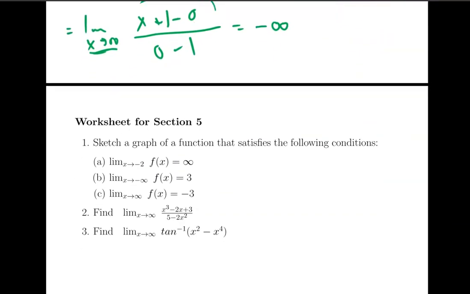So here's the worksheet. This question is a little bit different. I'm giving you the conditions and asking you to sketch a graph. So the graphs that you create may look slightly different, but they should have those properties. And then these are just two straightforward limits. And here again, I'm calling up what we talked about earlier, like you should know what that graph looks like. This will be a helpful thing to know here.